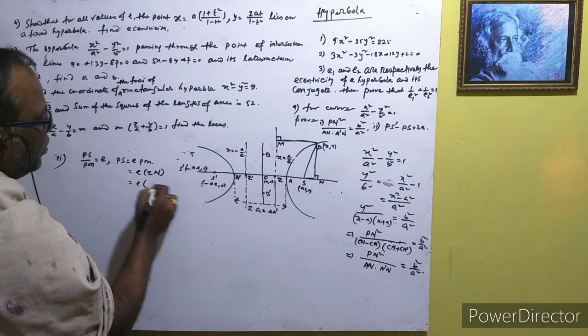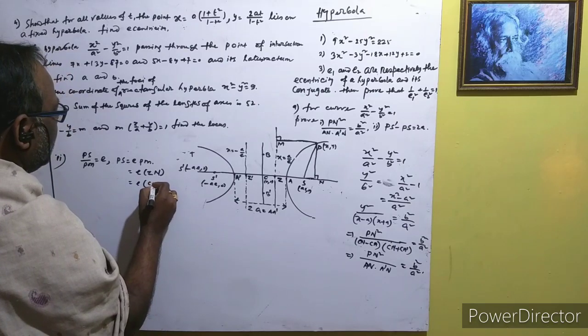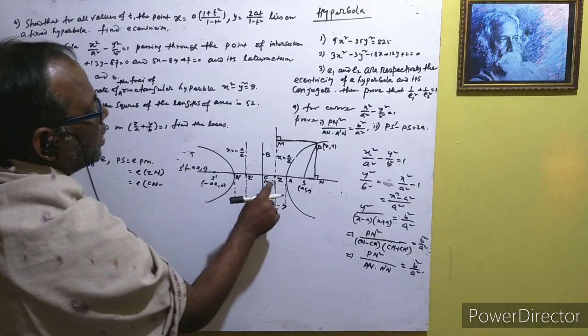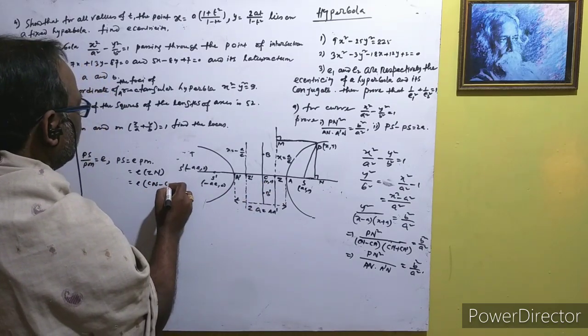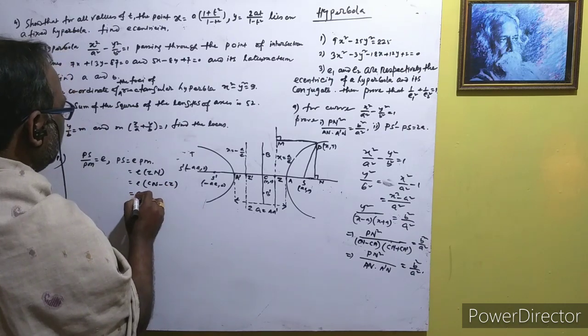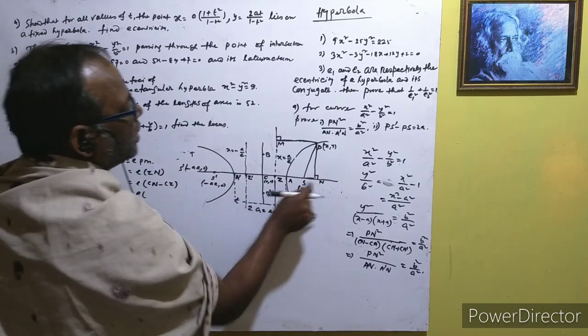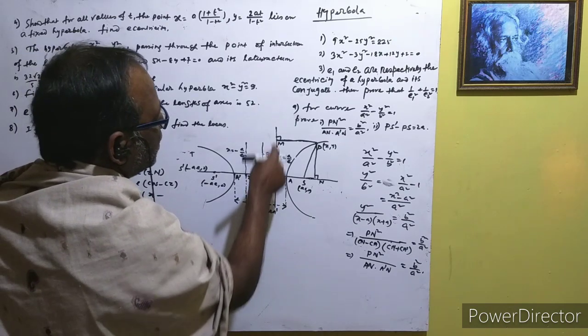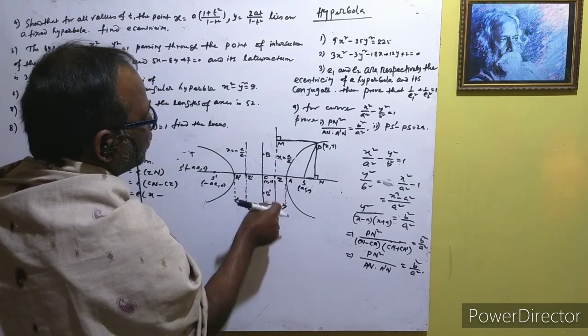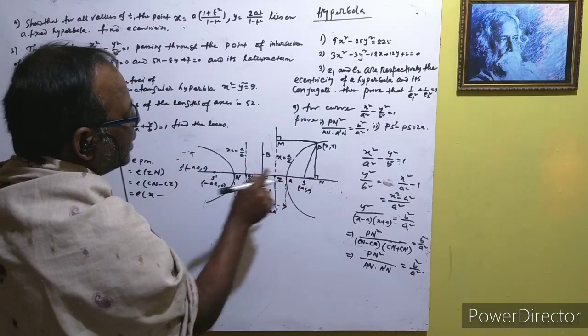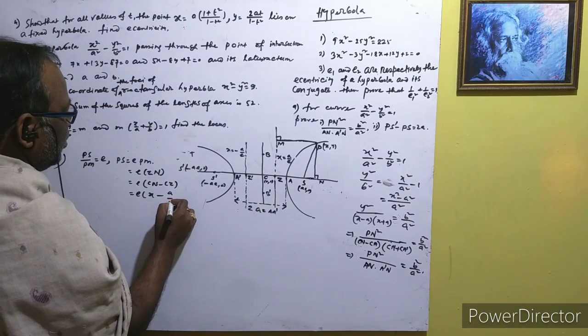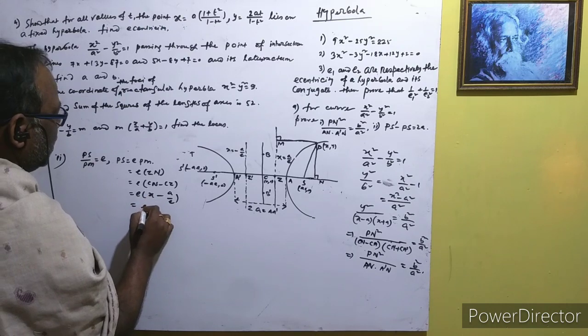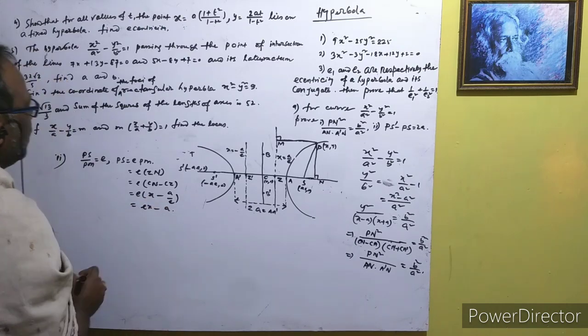This is here E into Cn minus Cz. You know the Cn length here is x, and Cz, this is the directrix, equation x equal to a by e. So the length from center to that is a by e here. So multiply that, ex minus a.